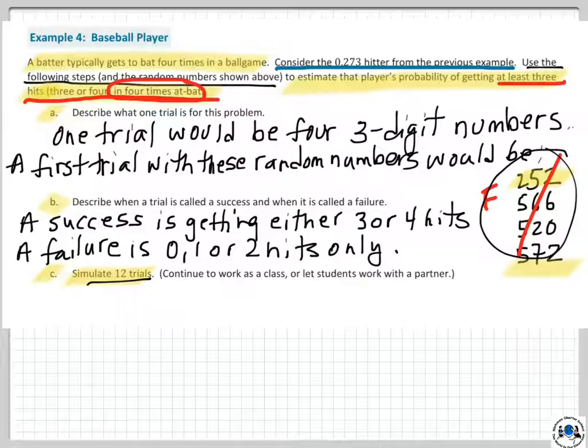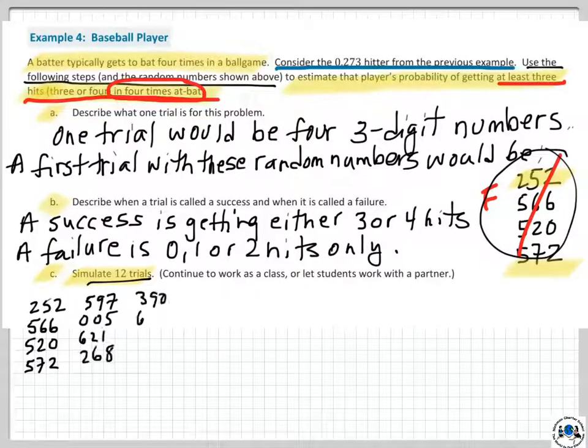Whew, that took a while. Here we go. We had to simulate 12 more trials, so here's what I came up with. It's easy to get lost in these random numbers, but hopefully we get the same thing. That was my first trial, and then second trial, third trial, fourth trial.